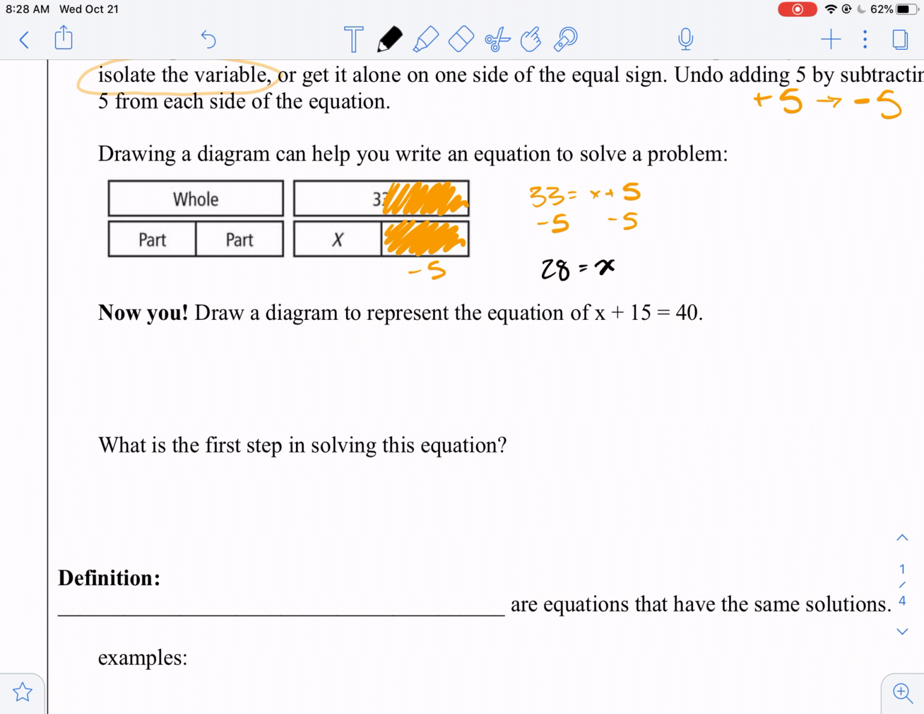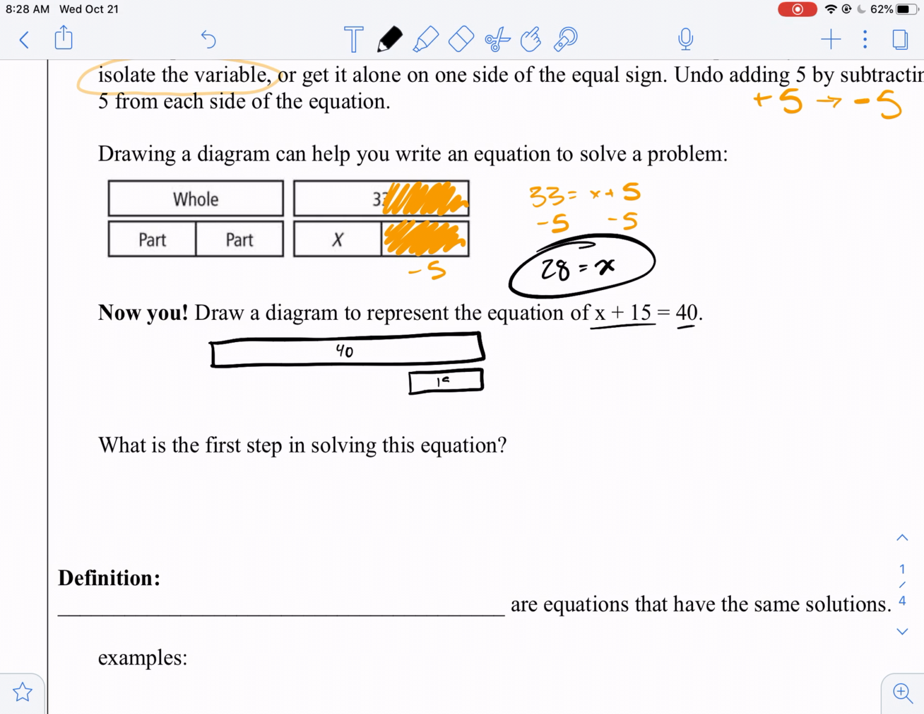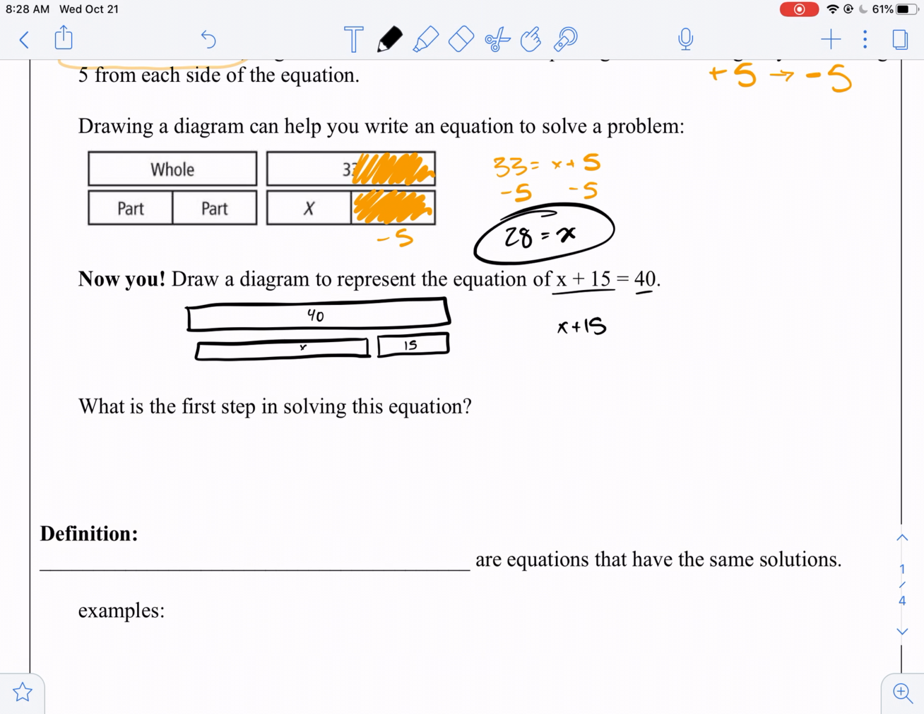Now let's come up with a new one. So we have x plus 15 equals 40. We know our whole diagram, the whole length, is going to be 40. And then we have 15 over here. And whatever x is, we know that x plus 15 is going to be 40. So we have x plus 15 equals 40, and we want to get rid of this 15. So we're going to take away 15 from 40. If we take away 15 from both sides, that tells us that x is 25.